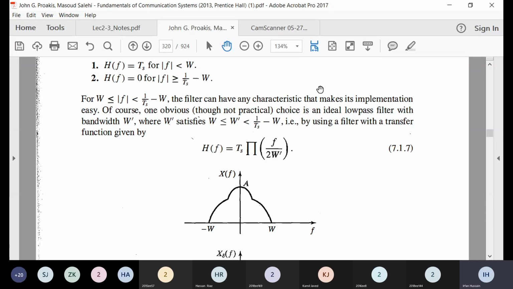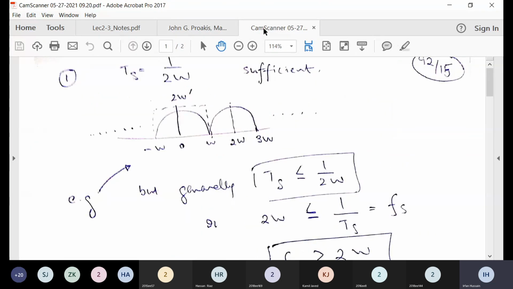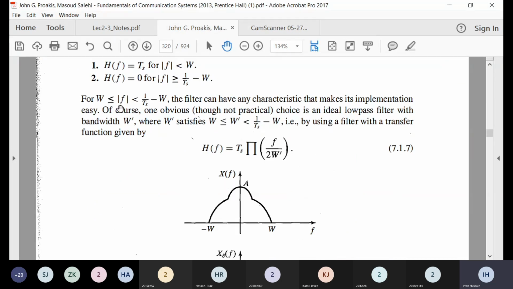Yes, so one choice of this reconstruction filter could be an ideal low pass filter, and the bandwidth W', which I just showed you in my notes, could be one ideal low pass filter of bandwidth W'. Here W' is equal to 1 over Ts minus W, and you can see that this W' satisfies this equation also.